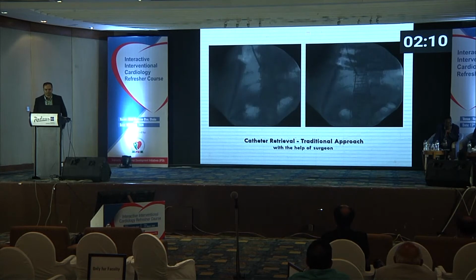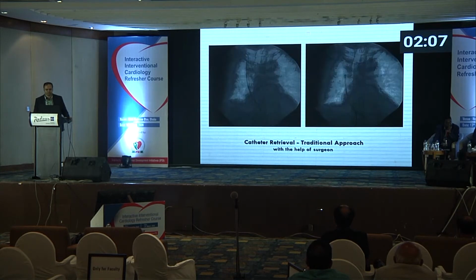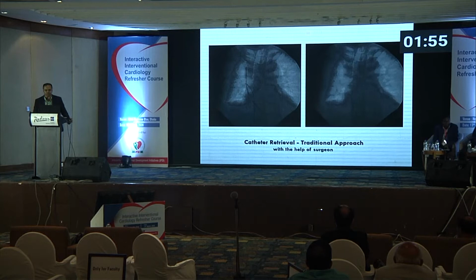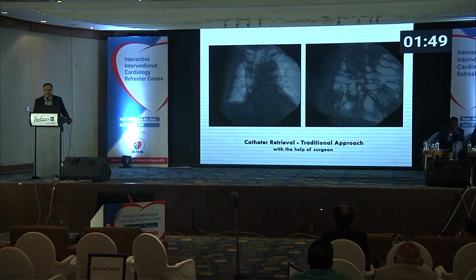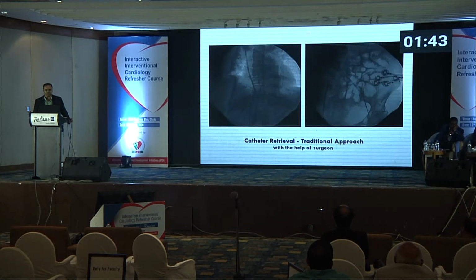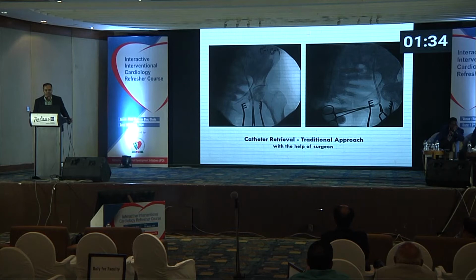A snare catheter was advanced, and part of the dialysis sheath was caught with the snare catheter and pulled back up to the left femoral 7 French sheath, but we were not able to pull all of it through the sheath. So we called for the vascular surgeons, and after opening the vessel, we took out the remaining part of the sheath.